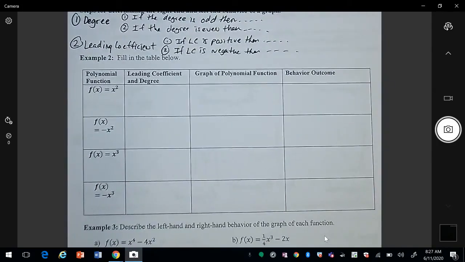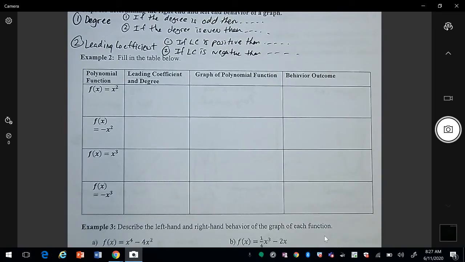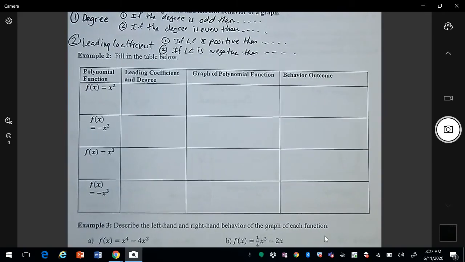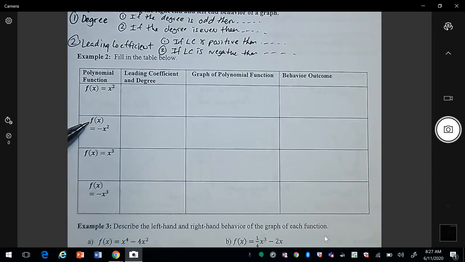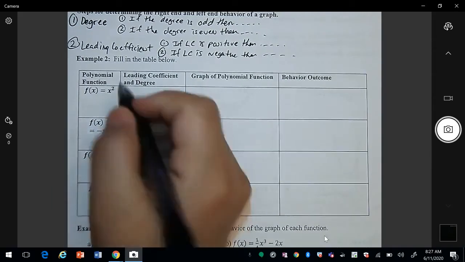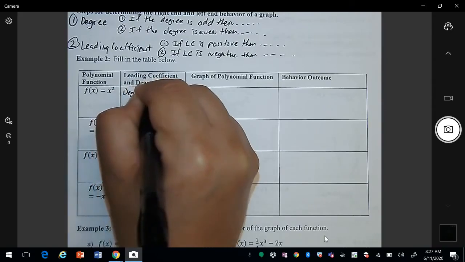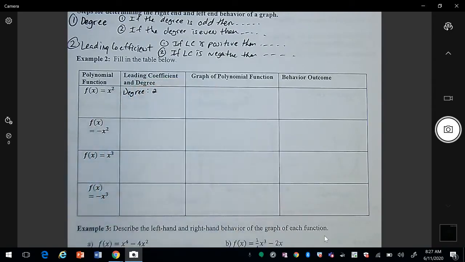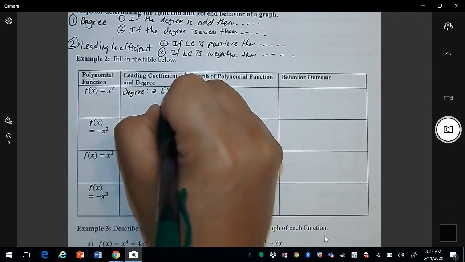In order to figure out these behaviors, I want to use 4 functions that we're familiar with. You can try to memorize the definitions, but since we know what these look like, then this will help you determine the behavior of any graph. So we know that f of x equals x squared is a parabola. The leading coefficient here, or the degree, is 2. And we want to say that this is even, because we're going to use that in a little bit.